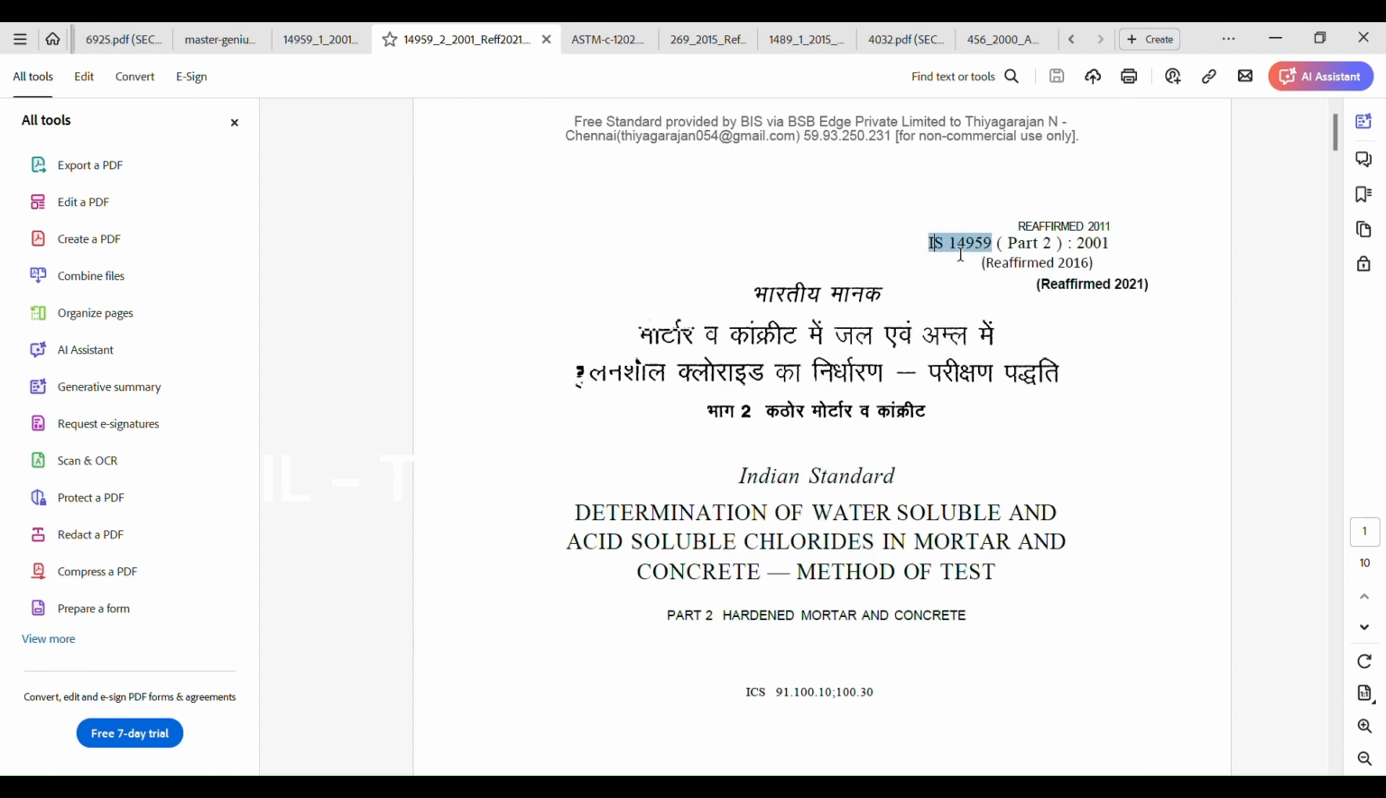If the concrete is hardened, we can use the code book IS 14959 part 2, determination of water soluble and acid soluble chlorides in mortar and concrete. Part 2 is for hardened mortar and concrete. So we can check the chloride content of the hardened concrete by using IS 14959 part 2.